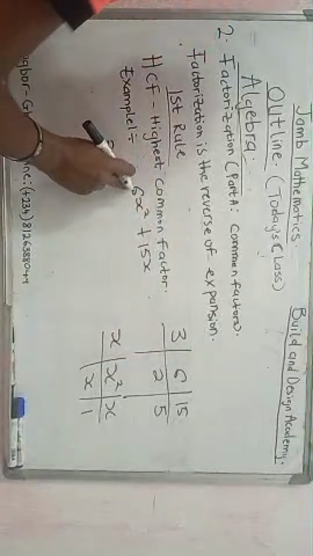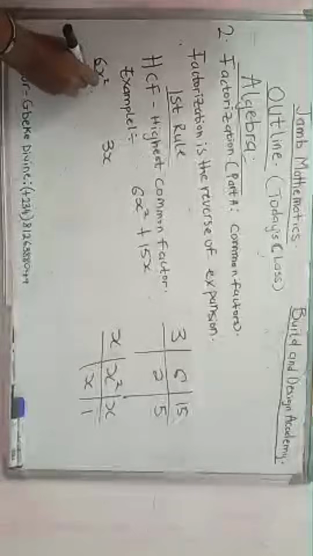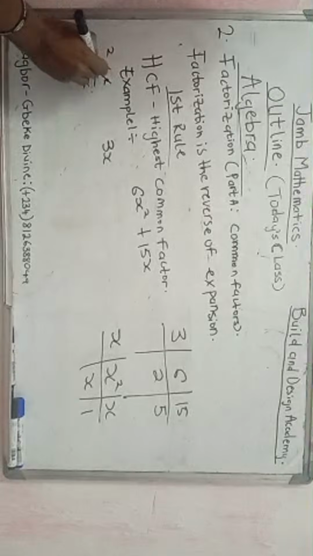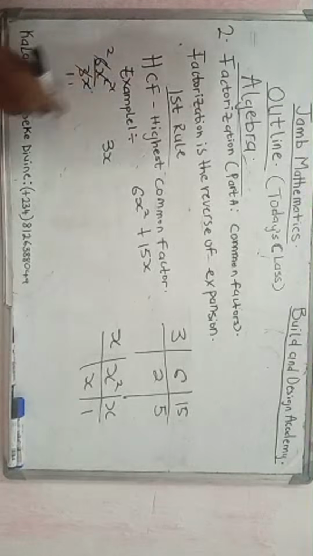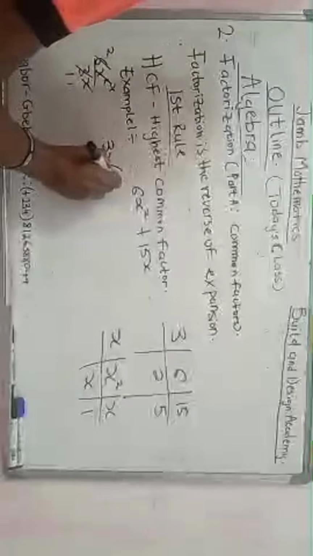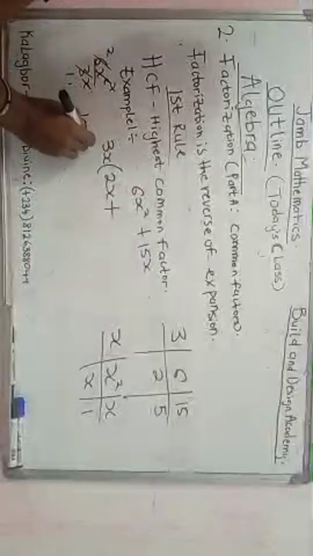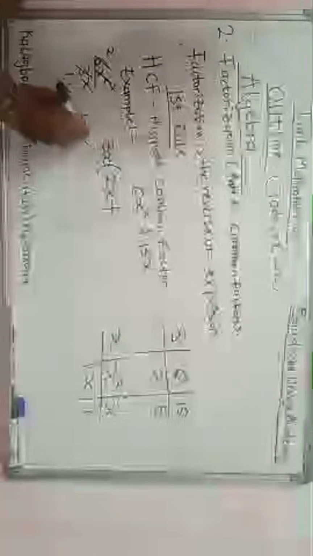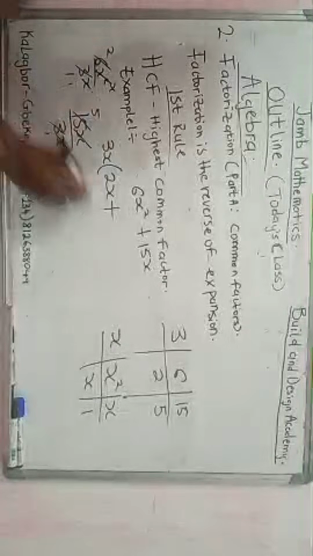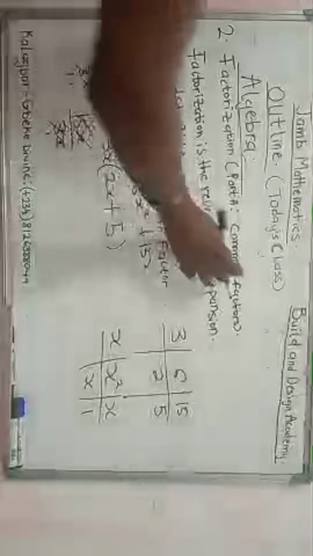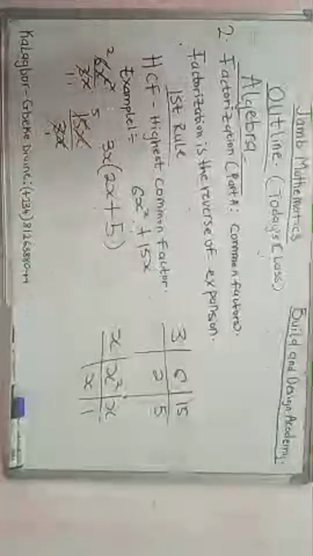That is 3x. And 3x into 6x squared, we have 6x squared over 3x. 3 will enter into here to get 2. 3 will enter into here to get 1. x will enter into here to get x. x will enter into here to get 1, right? So we're left with only 2x. So we'll now have 2x plus, if we do the same thing here, 15x over 3x. x will cancel x. 3 here will give us 5. 3 here will give us 1. So we're left with 5. So this is how we use the common factor method to factorize this expression. So this is the factor of this expression.